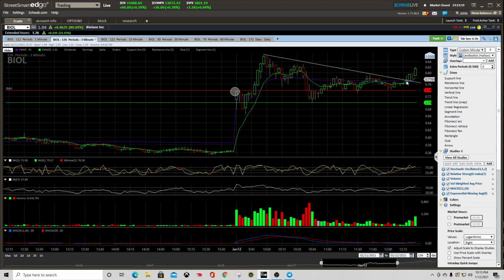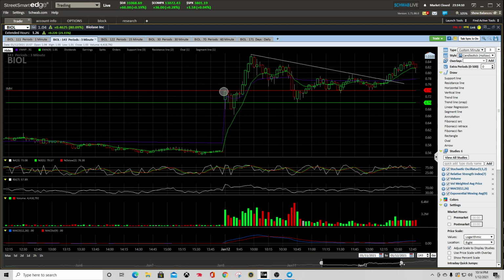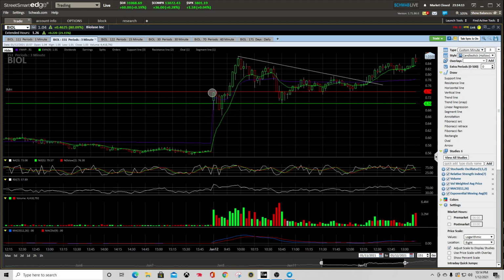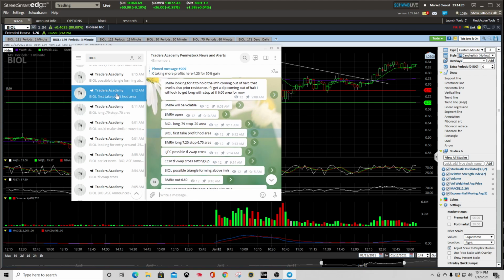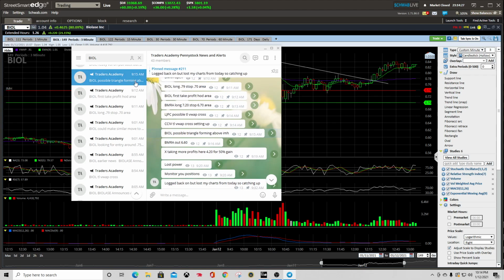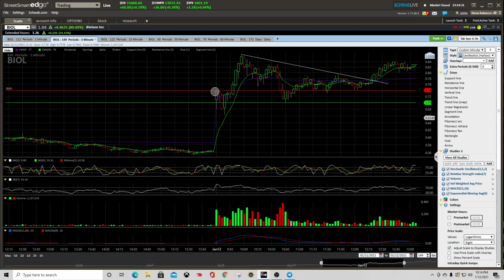Now, finally, right here at around 12:18, it started to break above this little triangle. Let's continue. Now, let me bring back my alerts. BIOL, first take profit, high of day area. Okay? And I also alerted BIOL possible triangle forming above the initial morning high at 10:15 a.m.